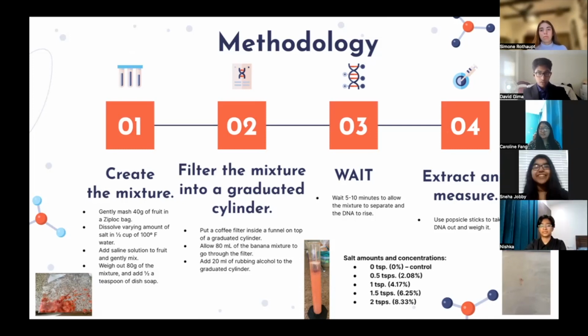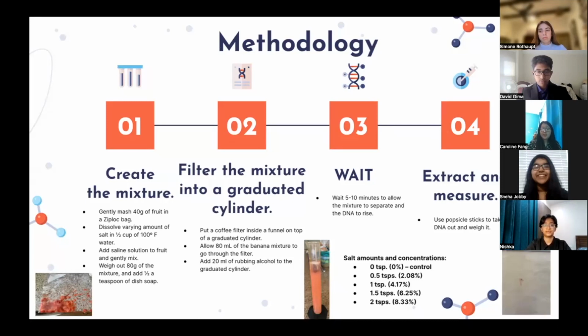Now, the mixture is ready to be filtered into a graduated cylinder. The coffee filter was put inside a funnel over the graduated cylinder, and the mixture was poured through the filter. This was to block any larger chunks of fruit from entering the graduated cylinder and interfering with the extraction.